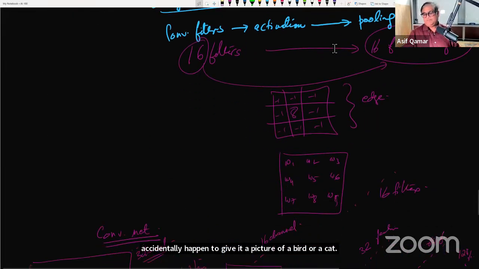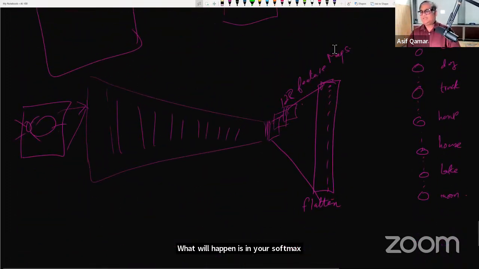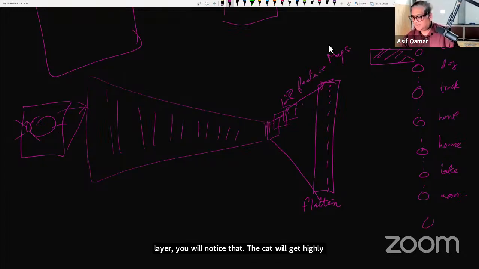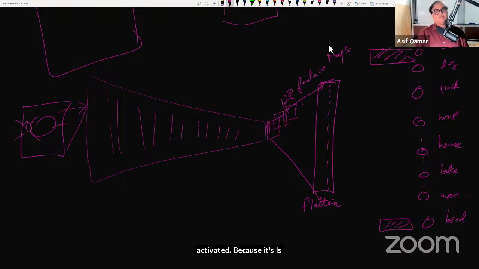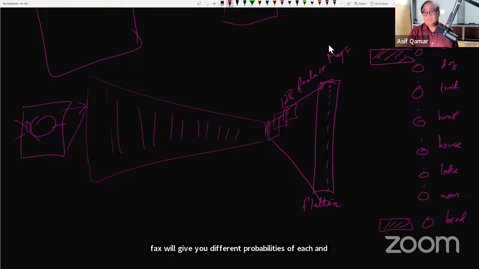in your softmax layer, in the final layer, you will notice that the cat will get highly activated and the bird will also get partly activated because it's seeing both. Remember, softmax is not that only one will light up. Softmax will give you different probabilities for each. It will say, I don't see much probability of it being a house, but I see significant probability of it being a cat and also a bird, because I see bird features and cat features there.